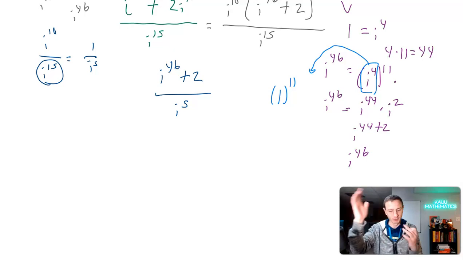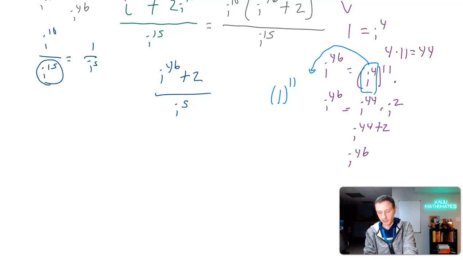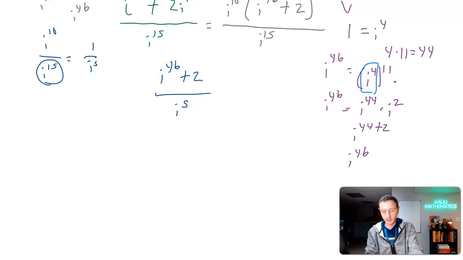1 to any power is going to be 1. So therefore, this whole entire statement right here is going to be 1. That's my whole thought process right now, trying to use i to the 4th in some way. So what I decide is i to the 4th to the 11th is i to the 44, because 4 times 11 is 44, and we're raising a power to a power. Raising a power to a power, you multiply. 4 times 11 is 44.